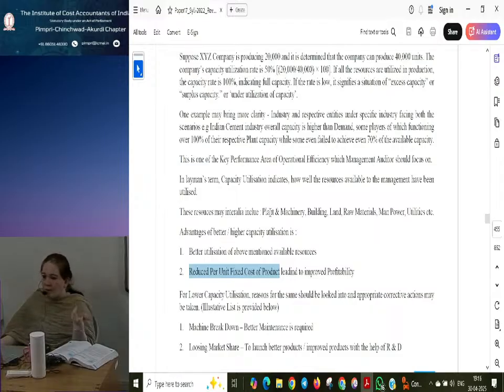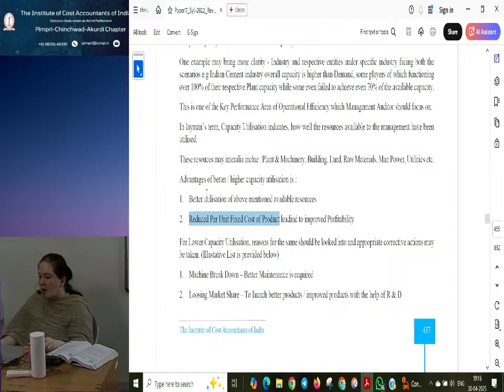It could be raw materials, it could be labor, right? So the limiting factors need to be utilized properly. That is also one of the impacts of capacity utilization. For lower capacity utilization, corrective actions may be taken, those which are within the control.